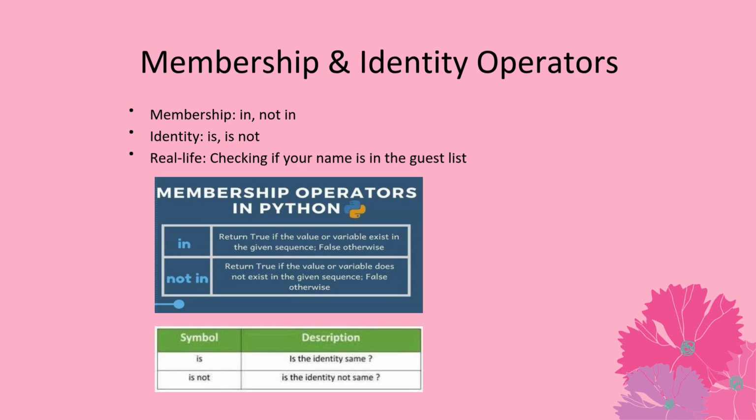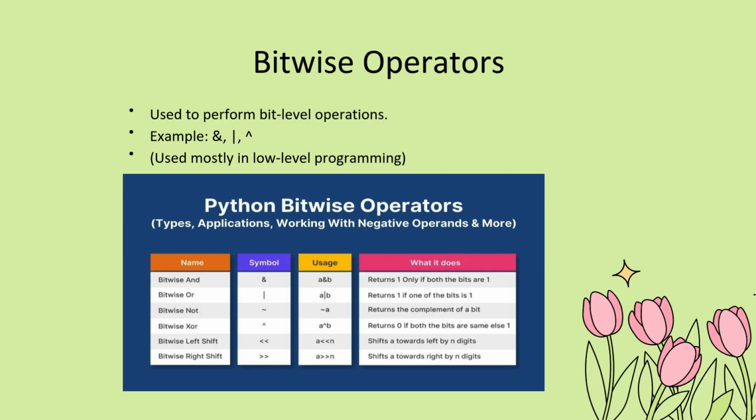Alright, now we are stepping into a slightly more technical category of operators in Python, the bitwise operators. These operators allow you to work with the binary representation of numbers. Every number in Python is stored in memory as a series of zeros and ones, also known as bits. Bitwise operators perform operations bit by bit directly on these binary digits. This might sound complex, but it's actually a very powerful feature, especially useful when dealing with low-level logic, memory-efficient programs, or working close to the hardware.